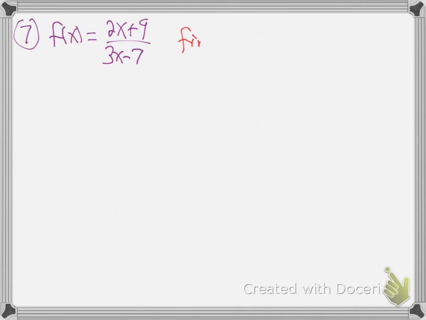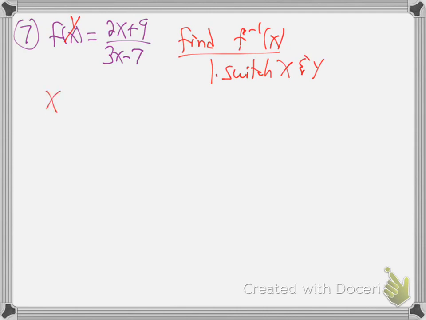Okay, number 7. Again, they want us to find the inverse function. So how do we find it? Step 1, we switch x and y. So this is y out here. The function is always y. So that becomes x. And those two x's become y's. X's become y's and y's become x's. Step 1, switch x and y.